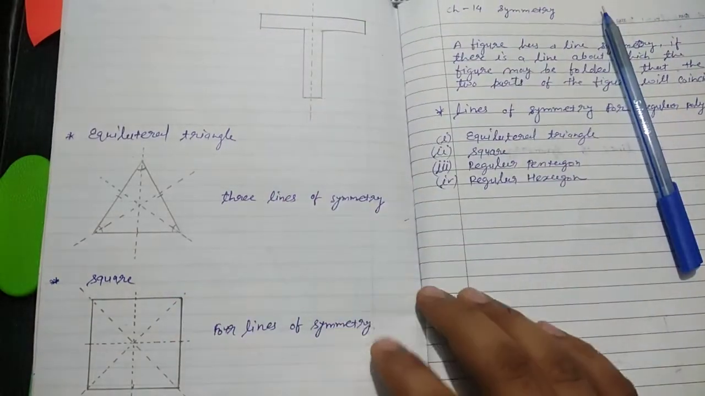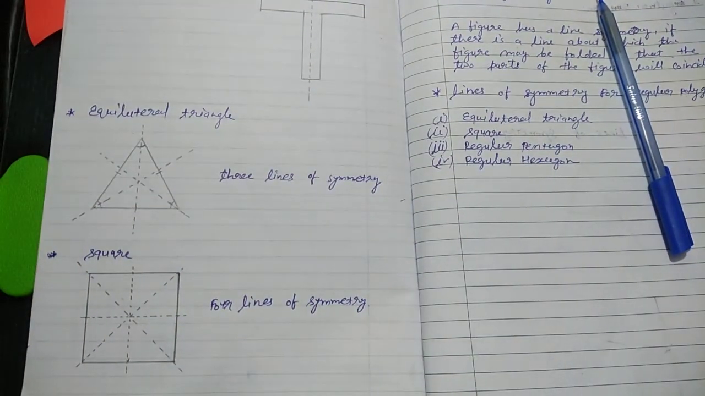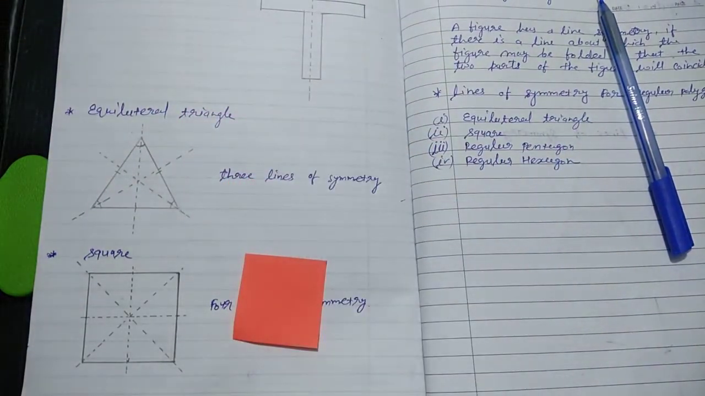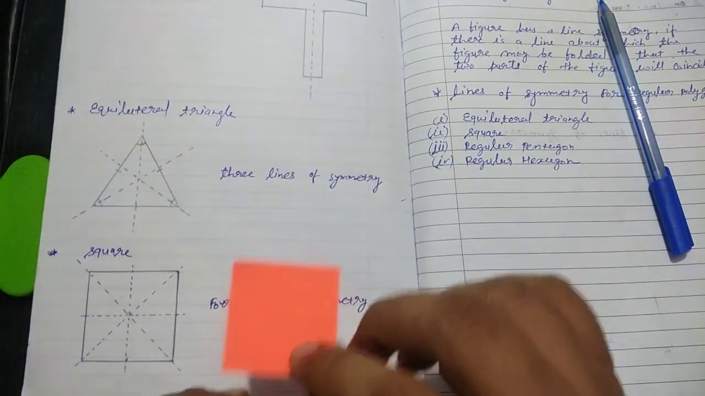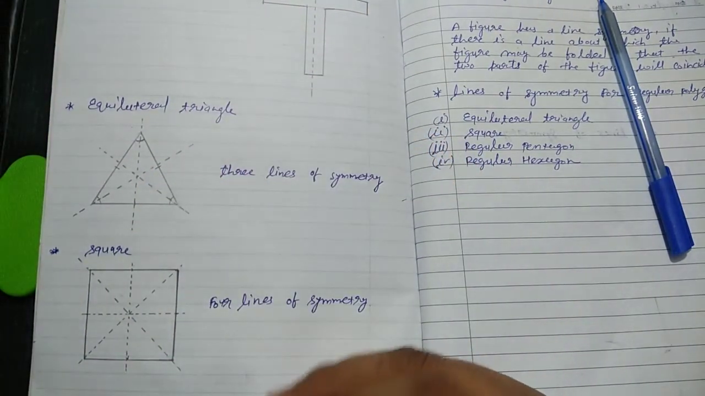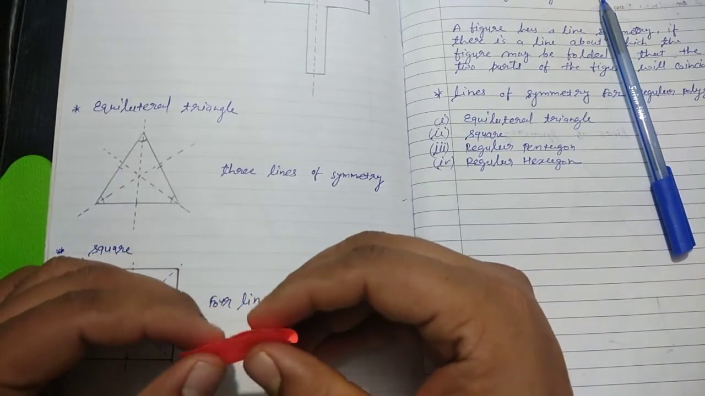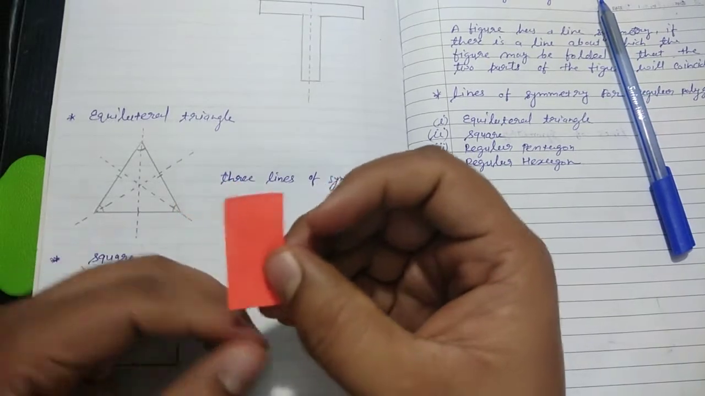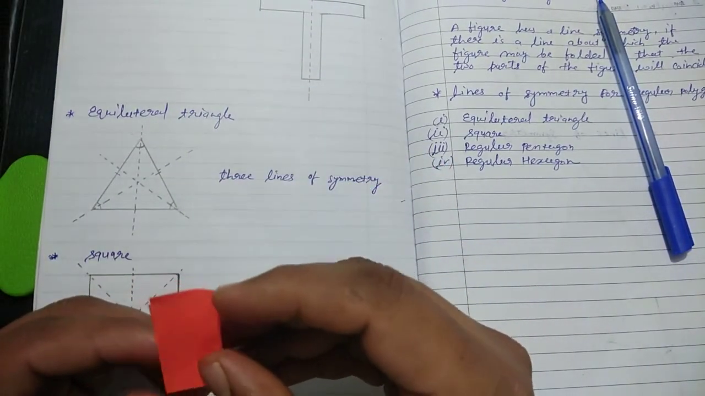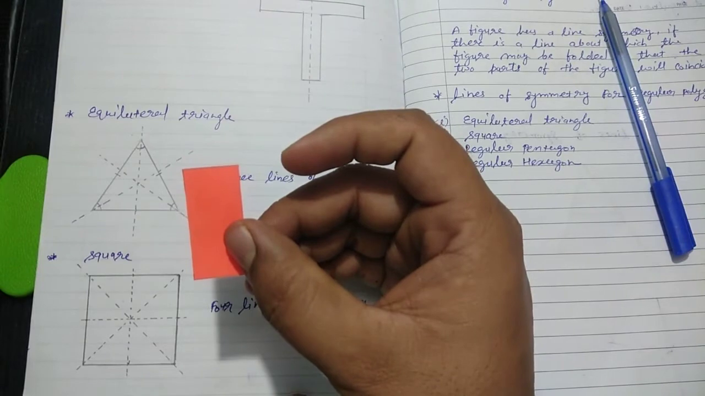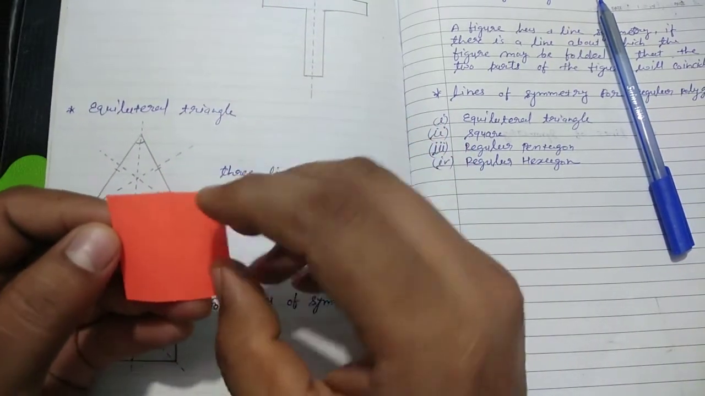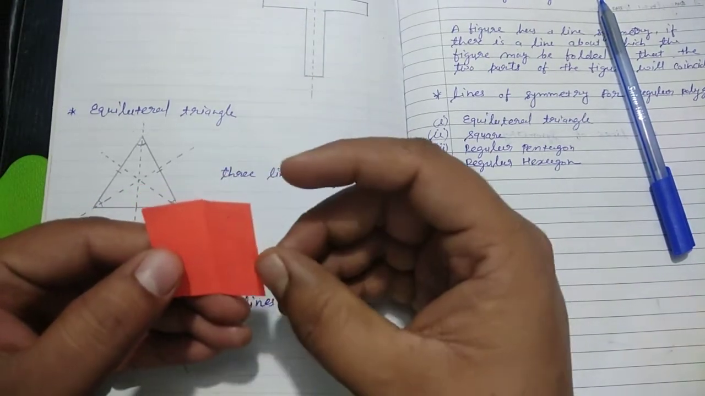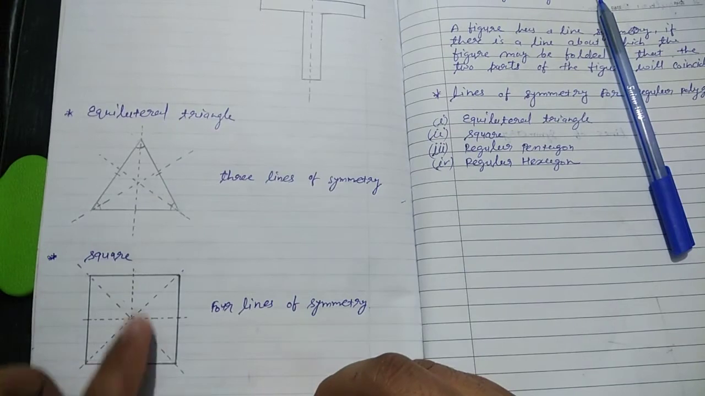Then we will see the square. The square has four lines of symmetry. This is the shape of a square. The same way we did with the equilateral triangle, we will do here. So I am folding it. Now, after folding, these two half parts coincide equally with each other. So from where we have folded, you can see here, this is one line of symmetry.